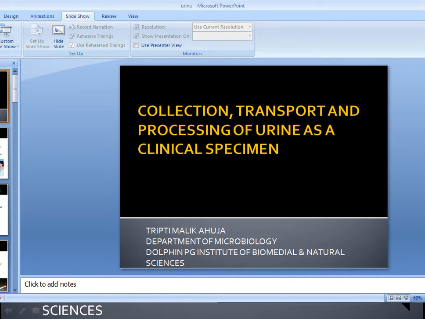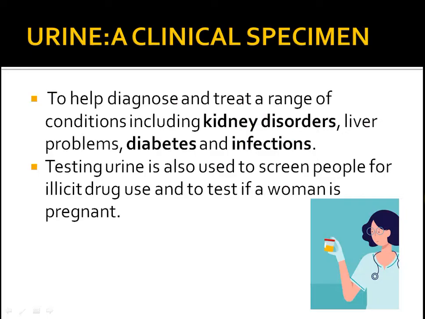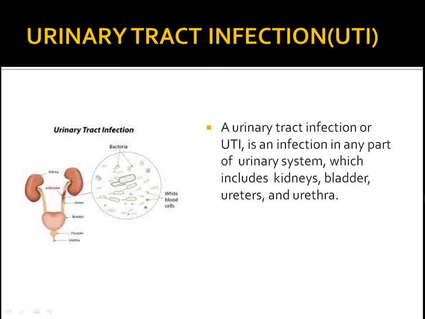Hello students, this lecture is about collection, transport and processing of urine as a clinical specimen with special reference to the urinary tract infections. Urine is a clinical specimen for treatment and diagnosis of a number of diseases including kidney disorders, liver problems, diabetes and infections. It is also used to screen people for illicit drug use and for testing of pregnancy in women.